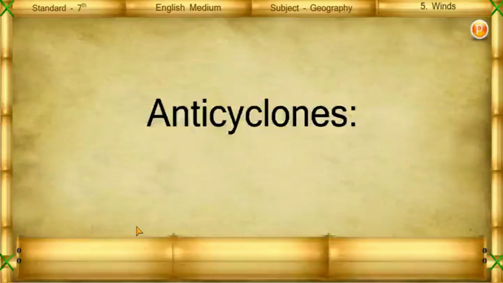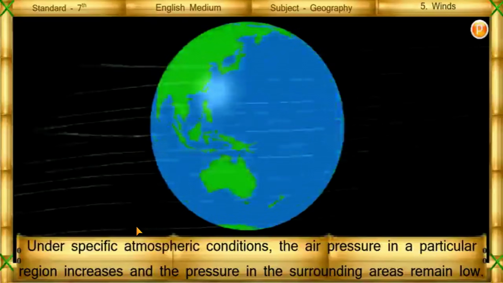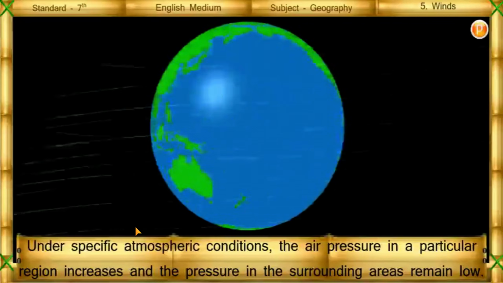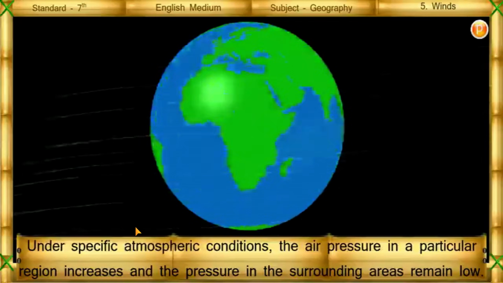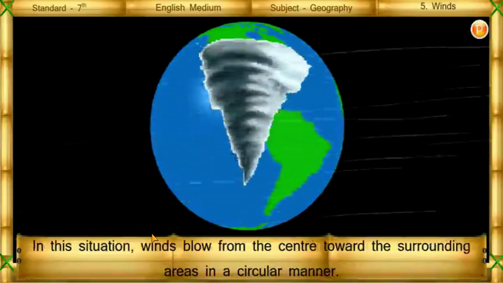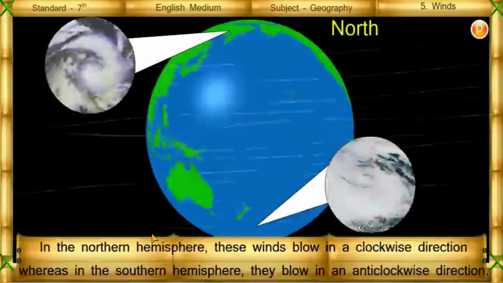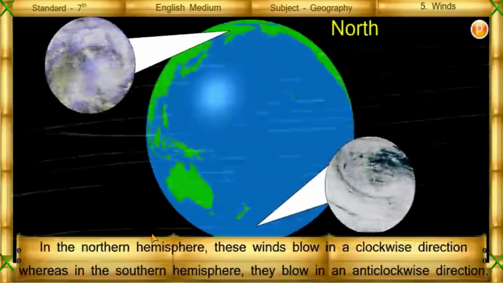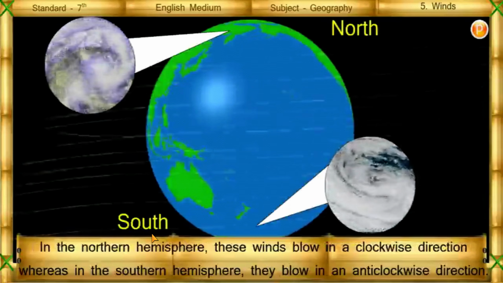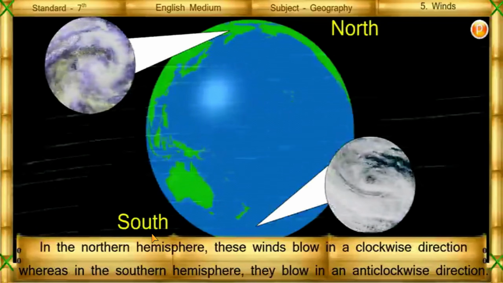Anticyclones. Under specific atmospheric conditions, the air pressure in a particular region increases and the pressure in the surrounding areas remains low. In this situation, winds blow from the center towards surrounding areas in a circular manner. In the northern hemisphere, these winds blow in a clockwise direction, whereas in the southern hemisphere they blow in an anti-clockwise direction.